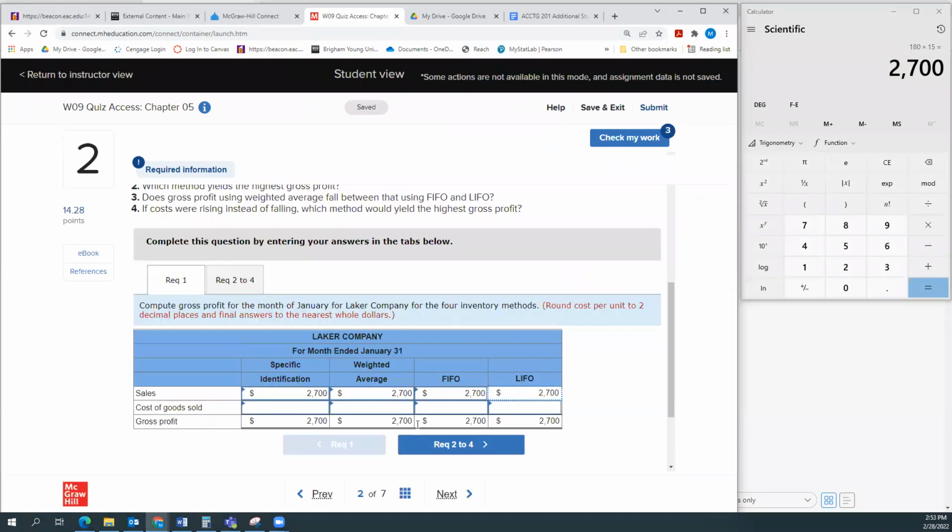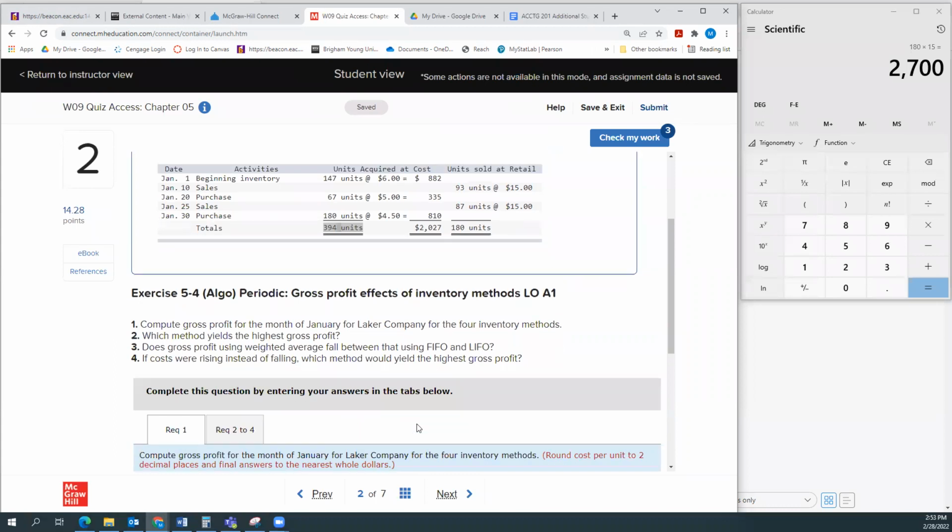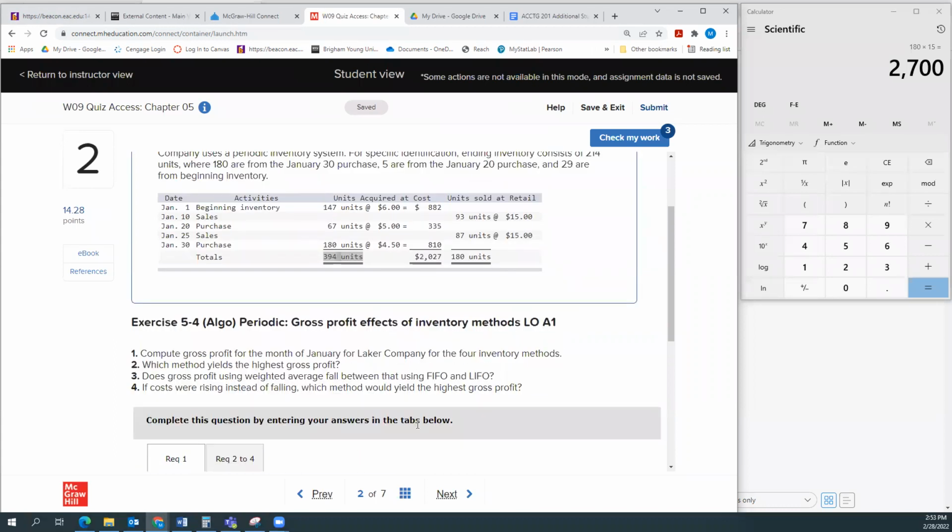Okay, so with specific identification, what that means is that you know which units you actually sold. A lot of times in real life, companies like car dealerships will use specific identification, because each time they sell a piece of inventory, they can tell you exactly which piece of inventory they sold. It's most often used for products that are expensive and where it's worth the effort of tracking exactly which item you sold.